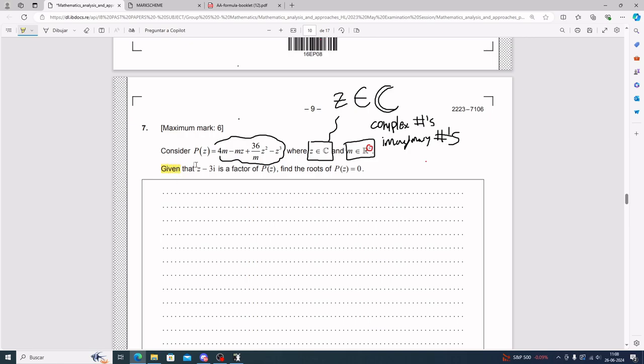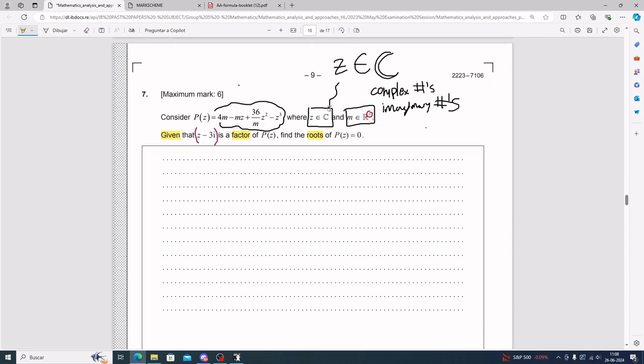Given that z minus 3i is a factor, that is another big word, of P(z), find the roots, that's another huge word, of P(z) equaling 0. So guys, this is basically an exercise of finding the roots. In that sense, the procedure is fairly straightforward, and it just gets kind of wild because we do have imaginary numbers going around. Now let's go piece by piece and really understand why I highlighted the words that I highlighted.